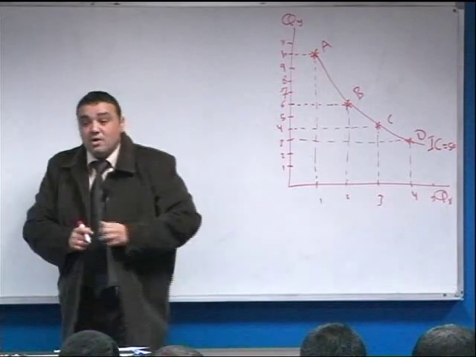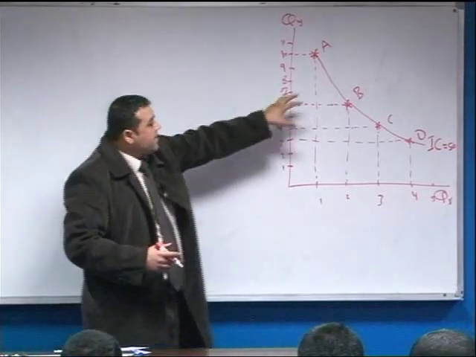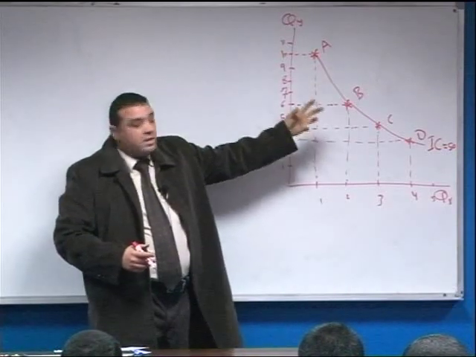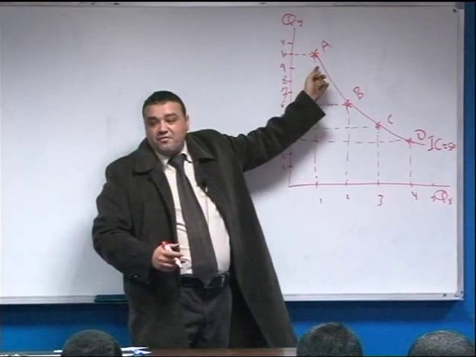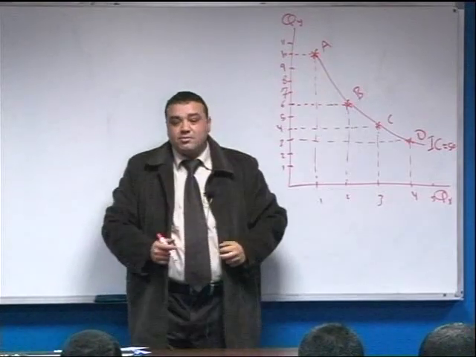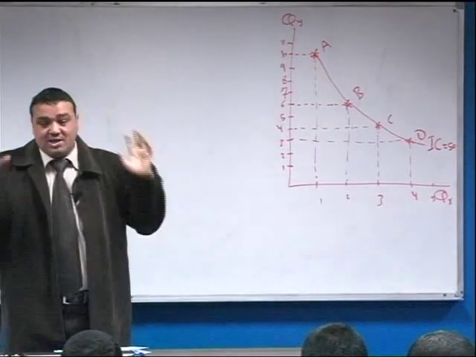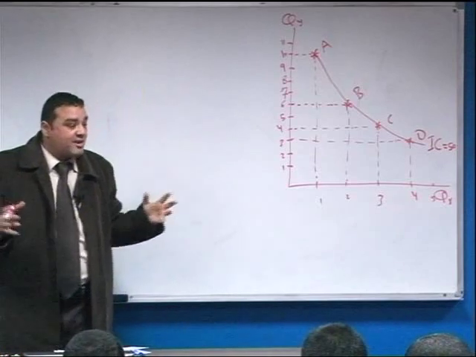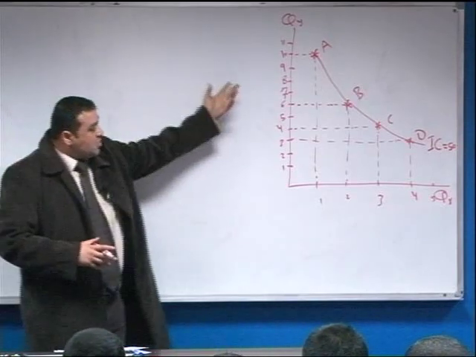Right? So the indifference curve is what? The indifference curve is a graph that represents the different combinations of the products X and Y that give the consumer the same satisfaction or the same utility. Right? So this is the concept of indifference curve.